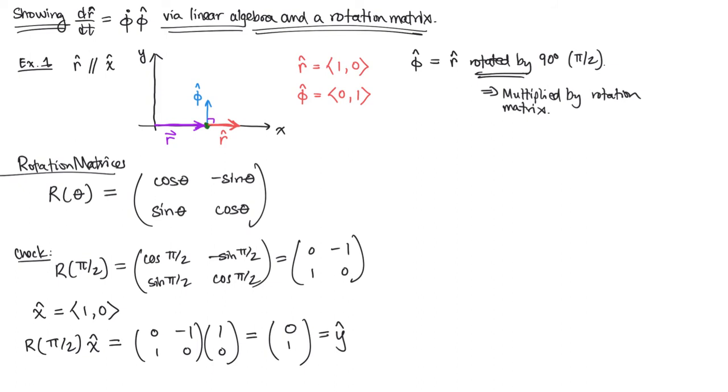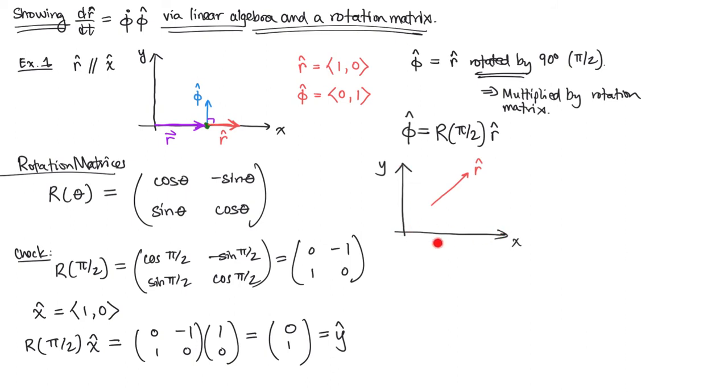Okay, so that's good. So this phrase that I've written up here, phi hat equals r hat rotated by 90 degrees, now I can give it a more mathematical flavor. I can say phi hat must be equal to a rotation matrix by 90 degrees times the r hat vector. So if I only knew how to write the r hat vector in Cartesian coordinates, I could then use this rotation matrix to figure out the phi hat vector. So let's see how we can write the r hat vector in Cartesian coordinates.